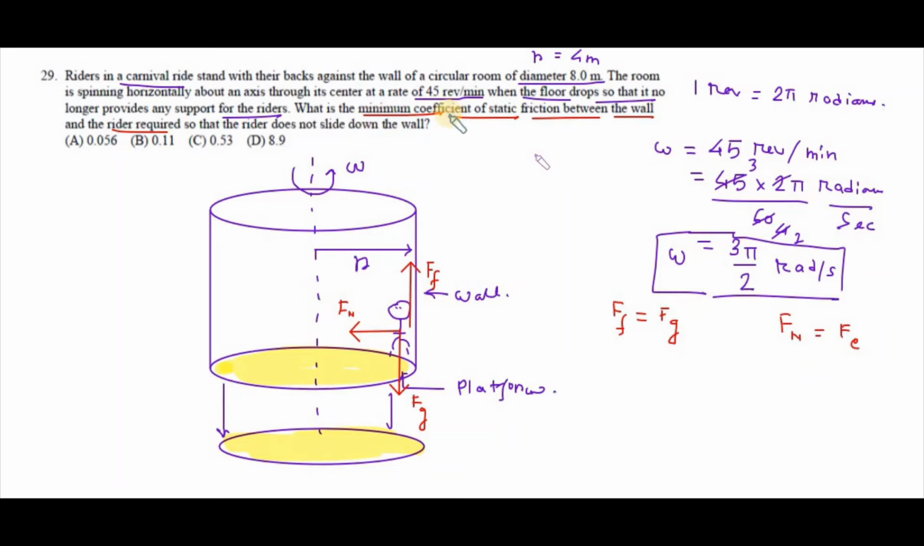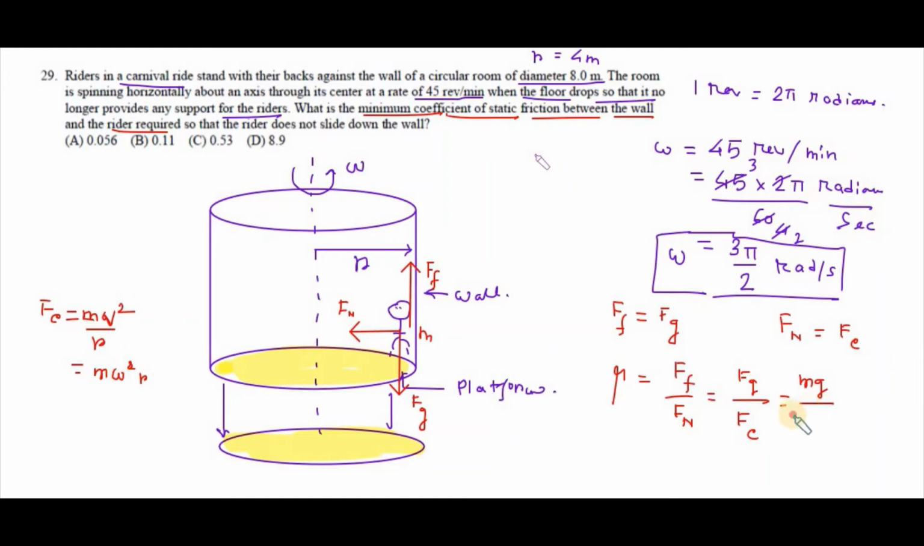To define the coefficient of friction, we know it is the ratio of the frictional force to the normal reaction force. The frictional force is the same as the gravitational force, and the normal reaction force is the same as the centripetal force. If the mass of the rider is m, the gravitational force is mass times gravitational acceleration, mg. The centripetal force is m v squared by r, or in terms of angular velocity, m omega squared r.